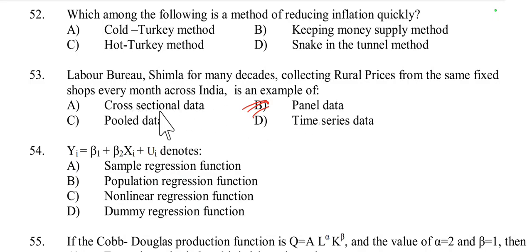So the first one is cross-sectional data. Cross section means this type of data is collected at a single point.